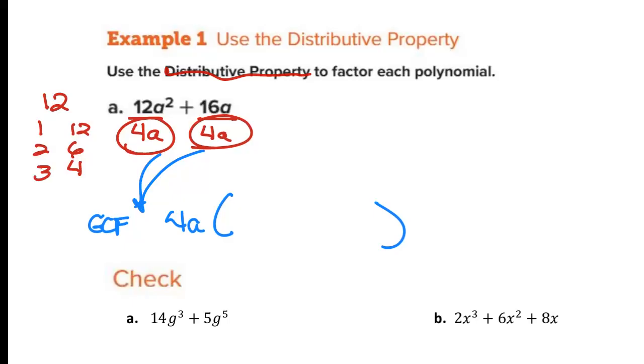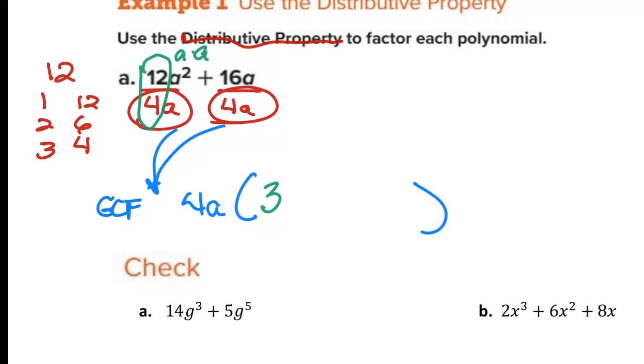Okay? So we are going to take 12 divided by 4 inside the parentheses, and that gives you 3. Whoops. And you have an a squared. That is 2 a's. A times a divided by a. So you have 2 and you divide by one of them. So how many do you have left? 1. So that's an a.